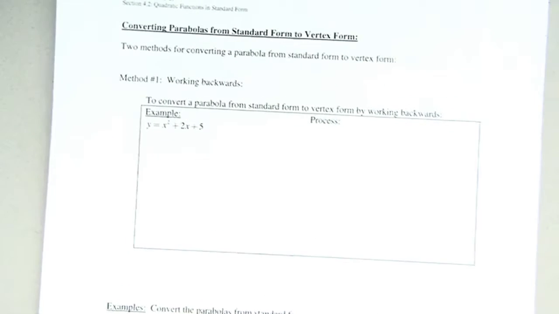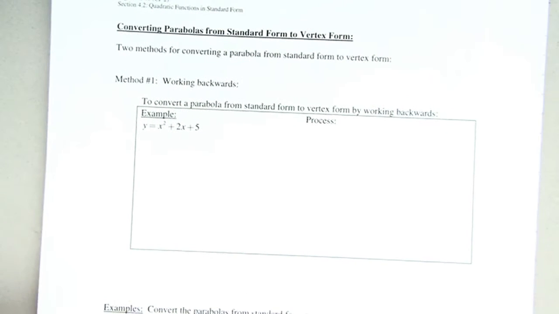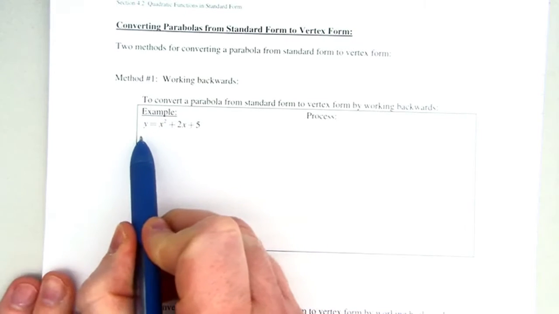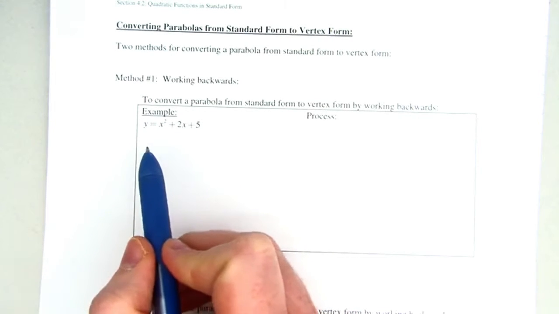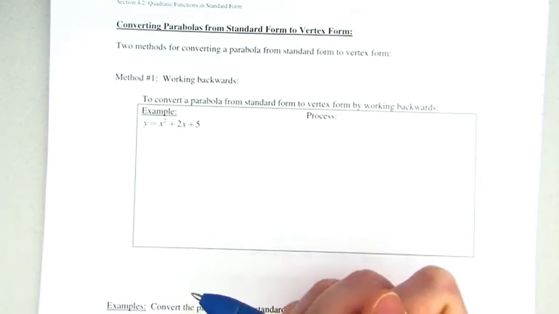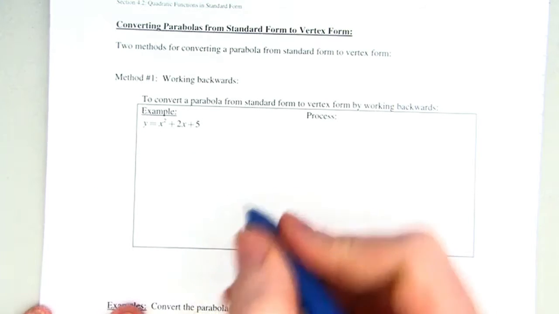The real way to do this involves factoring. We're going to make that method number 2, though. The first method is kind of cheating a little bit, but we're going to call this method working backwards. I want to convert this parabola, y equals x squared plus 2x plus 5, to vertex form by this working backwards method.